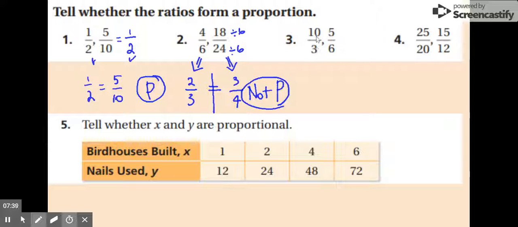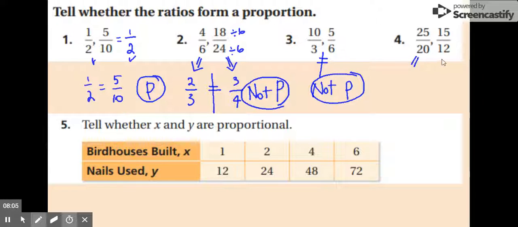What about number 3? This is already simplified. Do you think they're equivalent? They are not equivalent. Because when you compare simplest forms, you don't need to worry about what if it's going to be the same. If they're in simplest form and not exactly the same, then it's not forming a proportion. It's not a proportion.